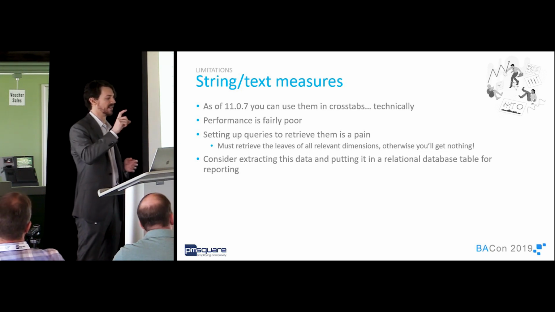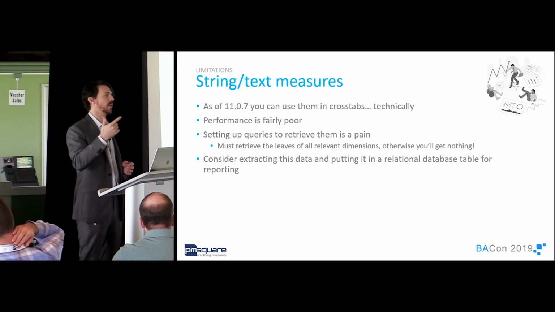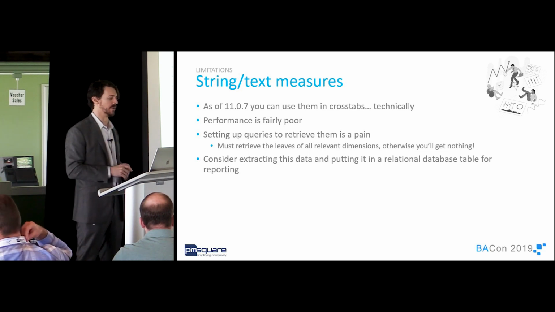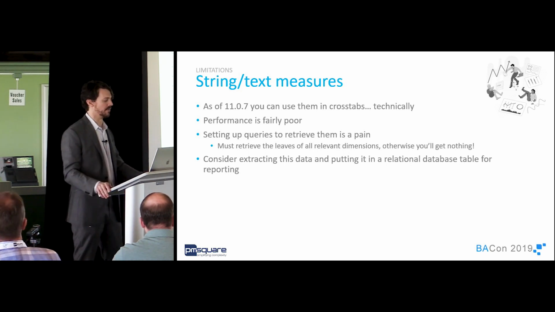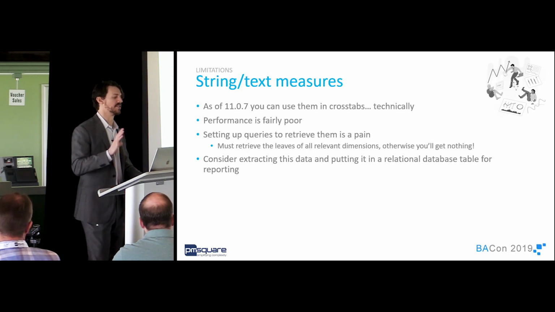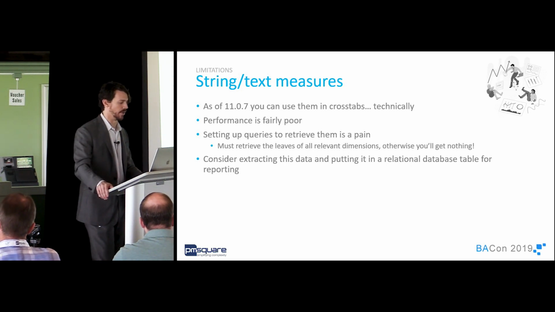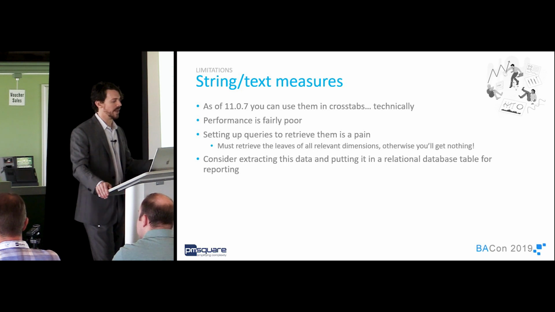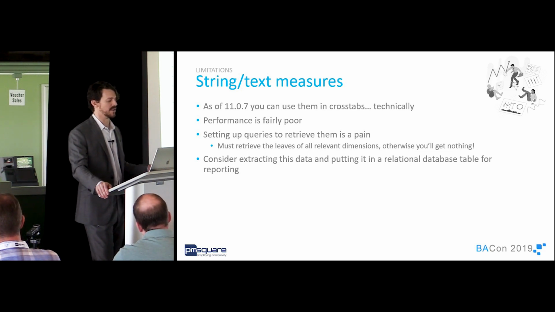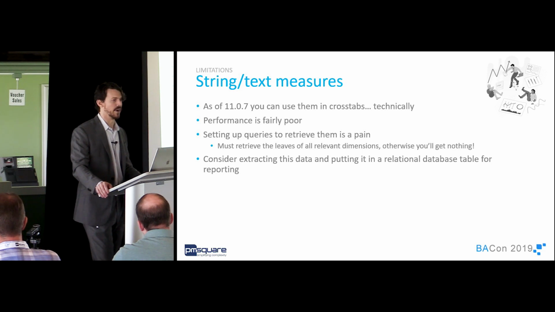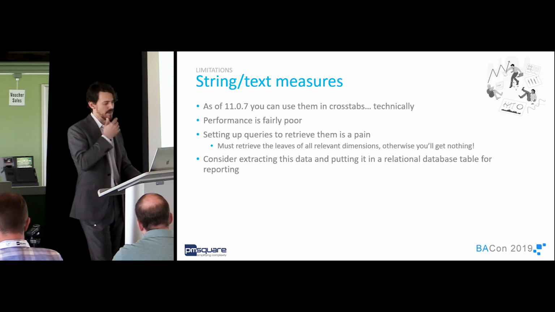Because even that query that gets the leaf members, there's multiple ways to do that, but some of them are less efficient than others. So I worked with the IBM team to come up with the most efficient query possible. Performance still wasn't great, but it was usable at that point. So the bottom line is, if possible, I would consider extracting this data and putting it in a relational database for reporting if you have this kind of string or text measure data.